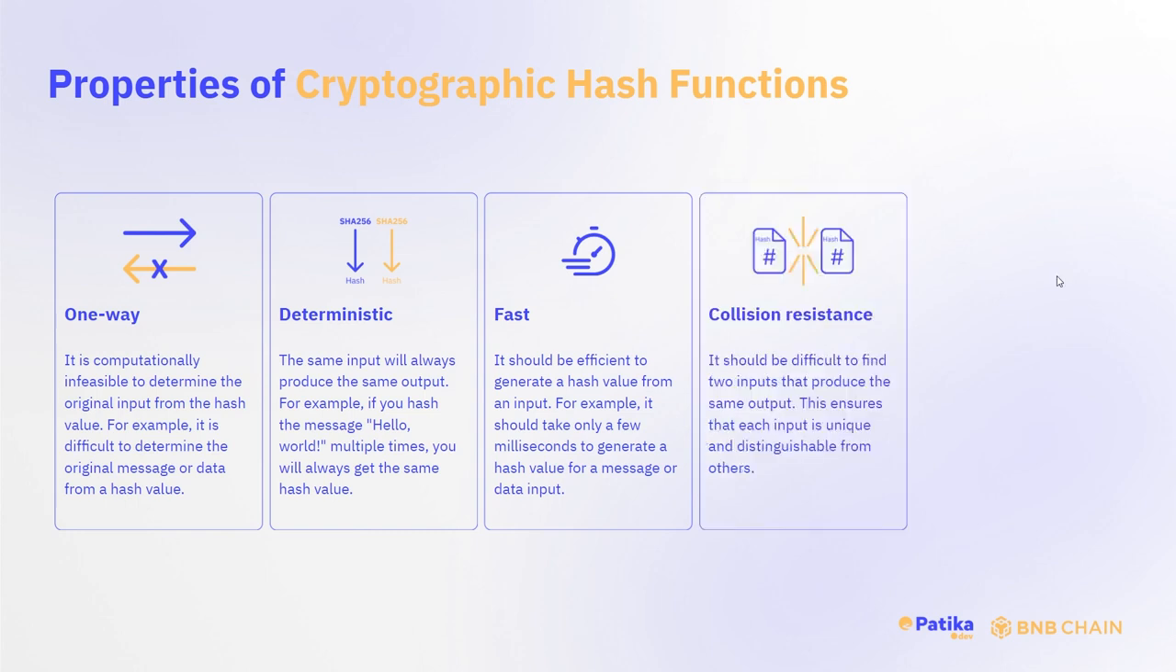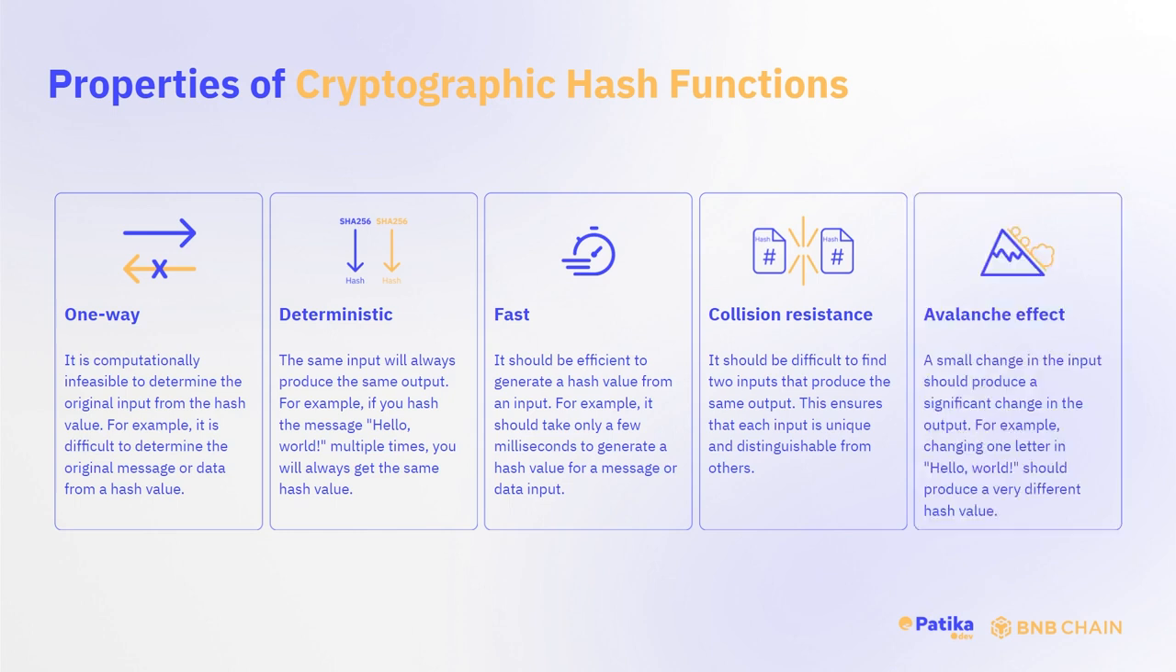Collision resistance. It should be difficult to find two inputs that produce the same output. This ensures that each input is unique and distinguishable from others. Avalanche effect. A small change in the input should produce a significant change in the output. For example, changing one letter in hello world should produce a very different hash value. When you change something in your input, it's going to affect a function in the algorithm, and it's going to affect another one, and this will create an avalanche effect in the algorithm, and the output that you get will be completely different.